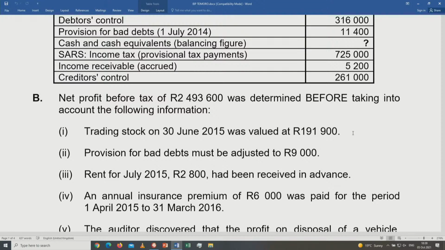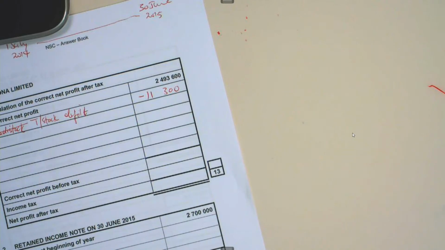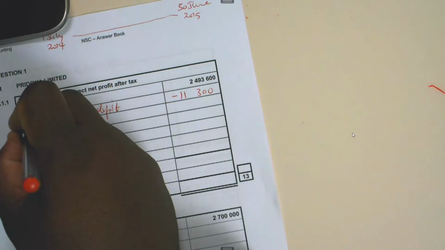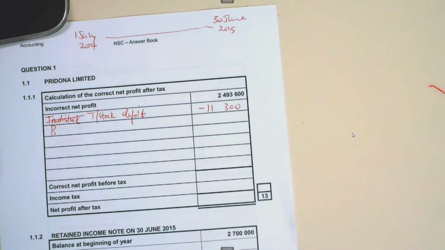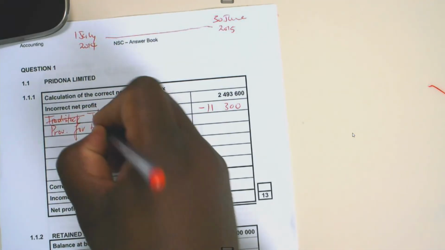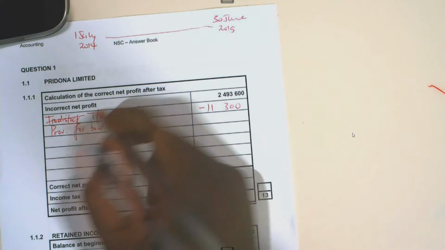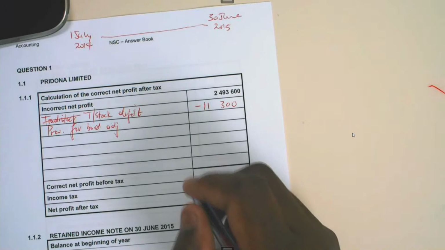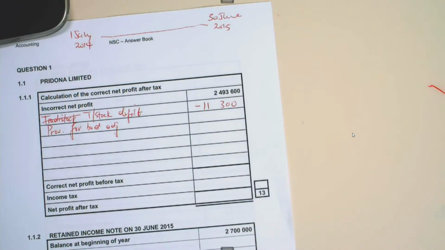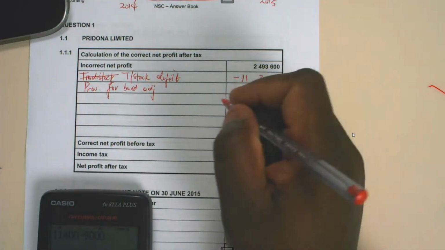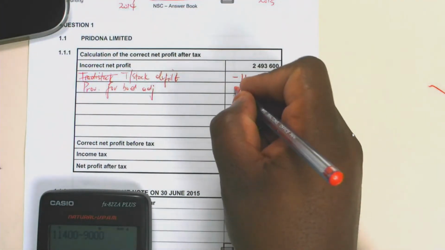11,400 minus 9,000, the difference is 2,400. Now that we have provided more, it means now we must add back the difference. Provision for bad debts adjustment. The difference is 2,400 rand. Now, if the difference is 2,400 rand, since we have provided more, it means now we must add back the 2,400 rand.